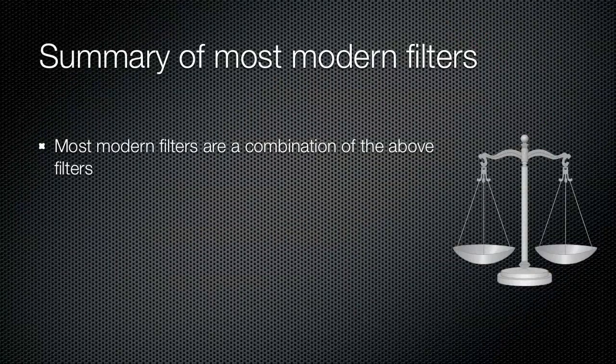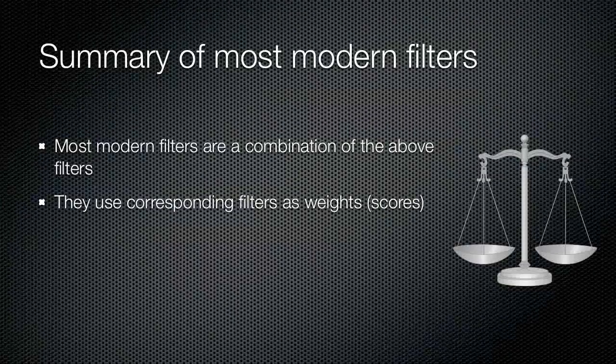So here's the summary of most modern filters. How do they work? Most modern filters are a combination of the above filters. Almost none of them are actually a single filter. For example, none of them include just the RBL. Most of them will include something else. And they use the above checks as weights or scores. This is a scoring system. Each filter that the message passes through, if it even passes through, assigns a score from 0 to 100%.